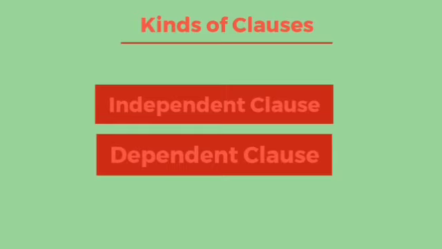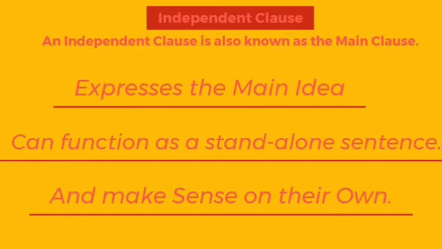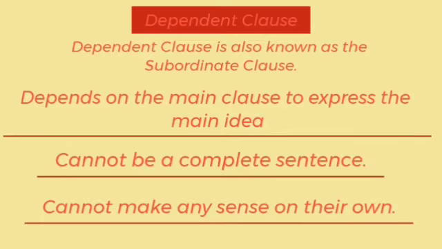There are two kinds of clauses: independent clause and dependent clause. An independent clause, also known as the main clause, expresses the main idea, can function as a stand-alone sentence and makes sense on its own. A dependent clause or a subordinate clause depends on the main clause to express the main idea and cannot be a complete sentence, hence cannot make any sense on its own.